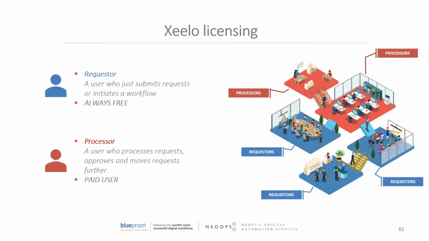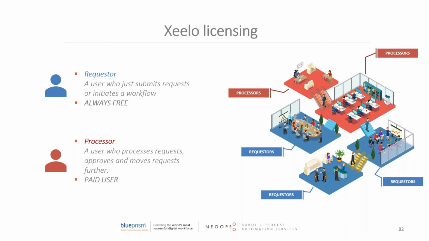And we get to the last slide, and I think it can be the most interesting for some of you. How is Xeelo actually licensed? For that, there are two types of Xeelo users: requestor and processor. A requestor is a user that starts tasks by submitting new requests, and this user is always free. The second type of user is a processor. A processor is a user who processes requests, approves, and moves requests further. This type of user is paid.